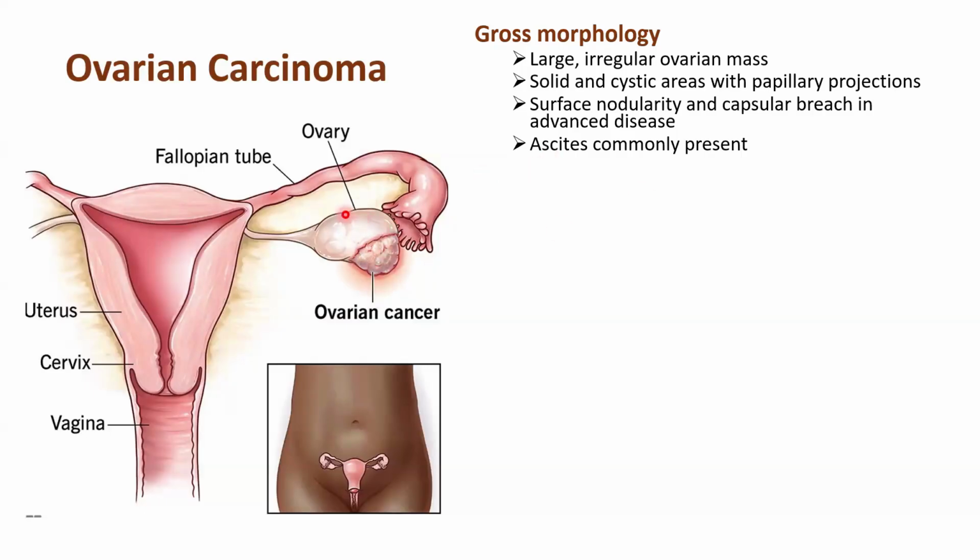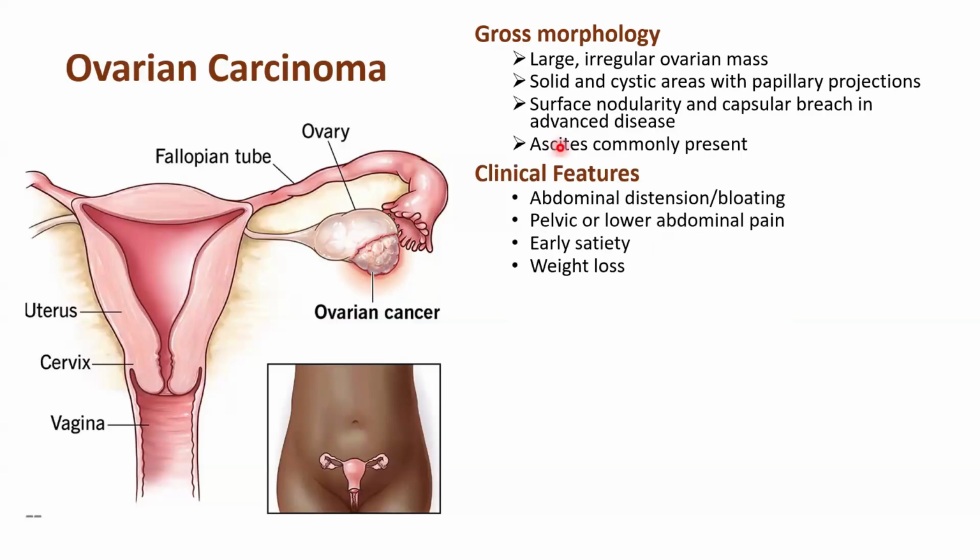And in a person with ovarian carcinoma, most of the time the person will present with ascites. Ascites is a distended abdomen. But not everyone who has a distended abdomen has ascites. Kindly take note of that. So clinical features of ovarian carcinomas, as we talked about, are abdominal distension and bloating. The person will have pelvic pain, pain in the pelvis and also in the lower abdominal region. Also, the person will have early satiety because of obstruction of the intestines.